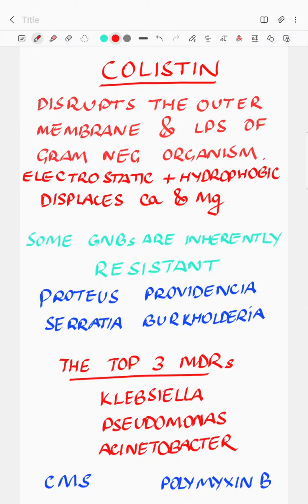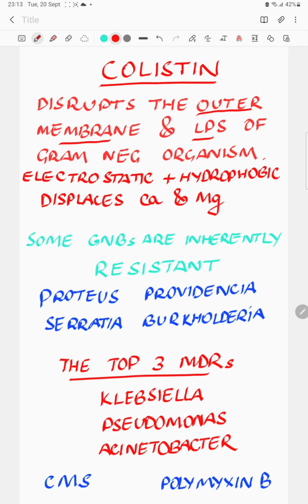Hello, everybody. Here we will be talking about colistin, an antibiotic of yesteryears, which is finding a lot of interest now because of its activity against many multi-drug resistant gram negative organisms. It acts by disrupting the outer membrane and the lipopolysaccharide of gram negative organisms.